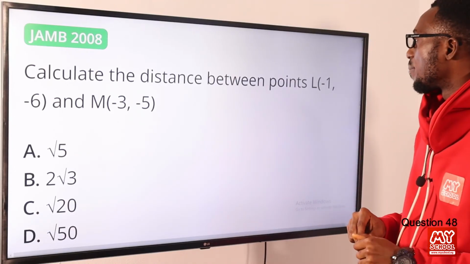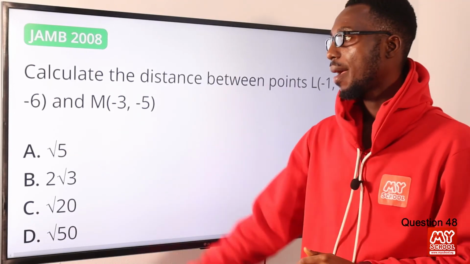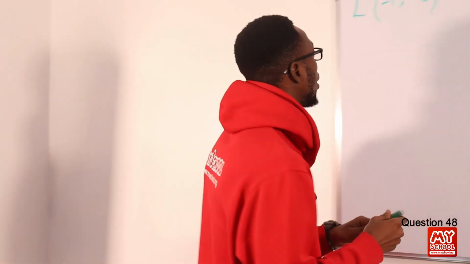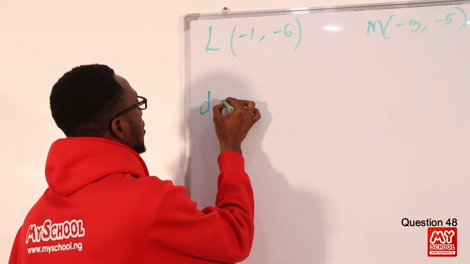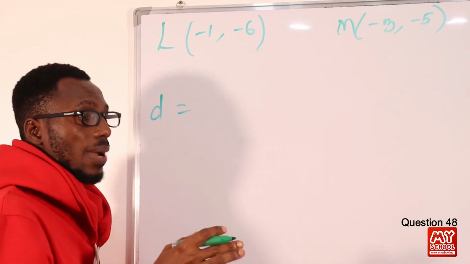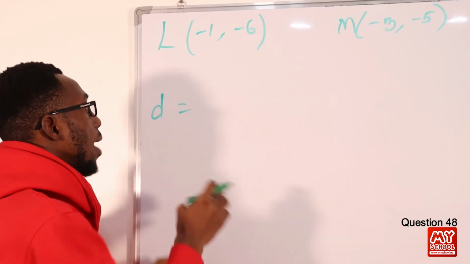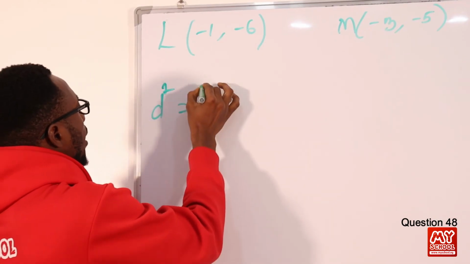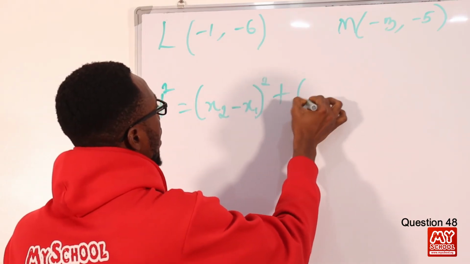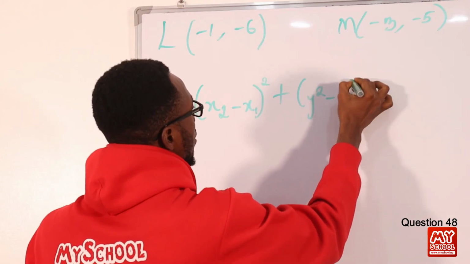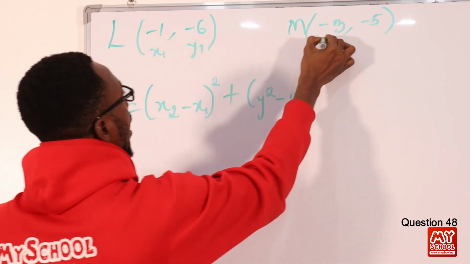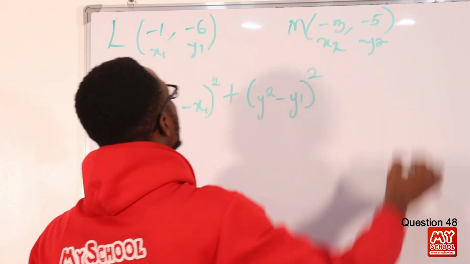Calculate the distance between points. We have L and M. The distance between points uses a very simple formula: d square equals x2 minus x1 square plus y2 minus y1 square. I think it's easier this way. So we have x1, y1, x2, y2.